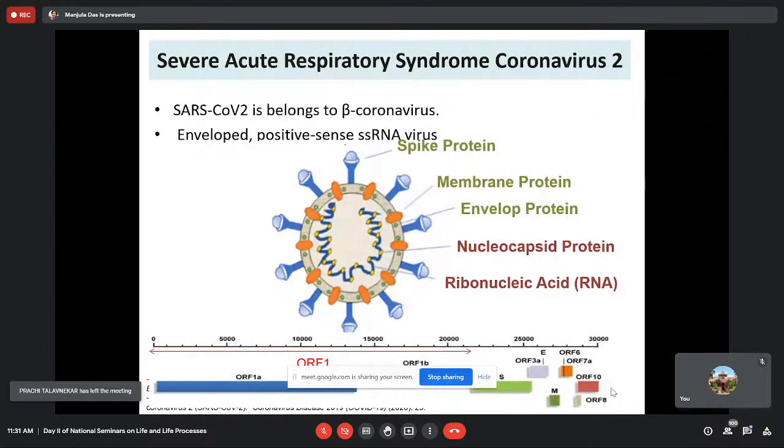ORF1 makes up 67% of the genome and encodes about 16 non-structural proteins, including papain-like proteases, chymotrypsin-like proteases, and RNA-dependent RNA polymerase, which is coded by ORF1b. The N and E are the canonical structural proteins coded by ORFs 10 and 11. The remaining ORFs code for other non-structural proteins and the structural proteins.